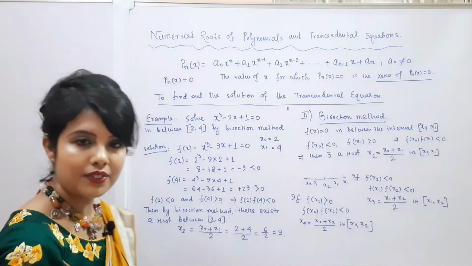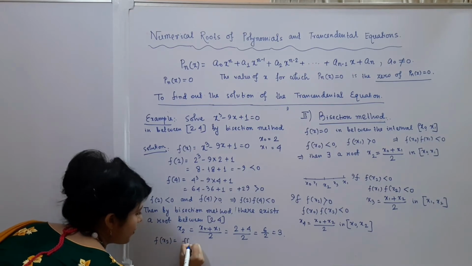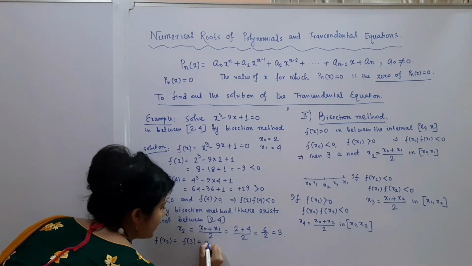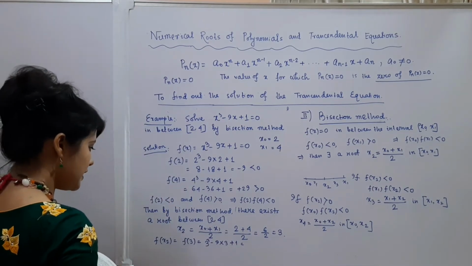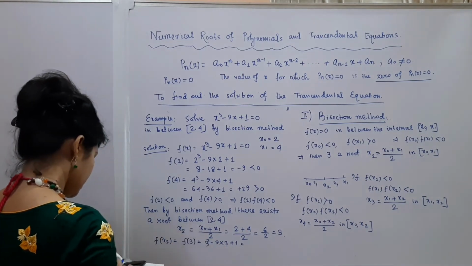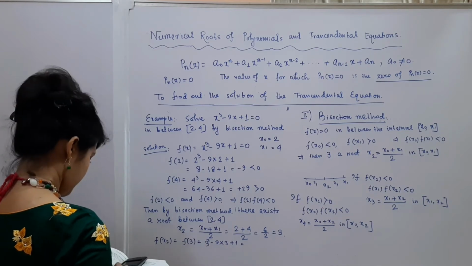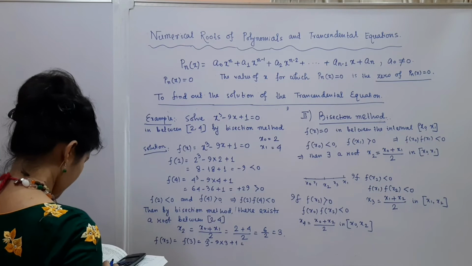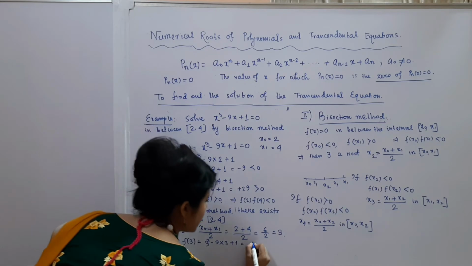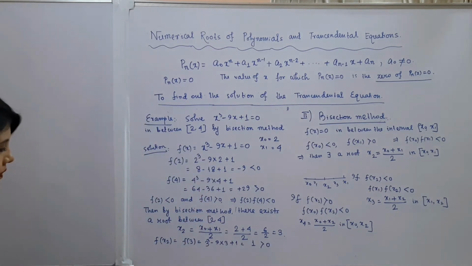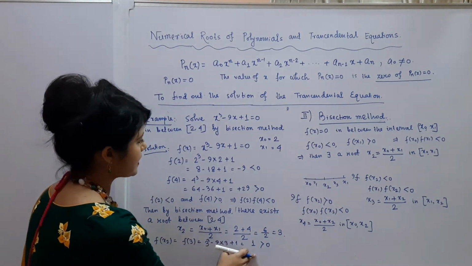So now you have to calculate f of x2. So now f of x2 is equal to f of 3. So this shows that 3 cube minus 9 into 3 plus 1. So this is 27 plus 1 is 28 minus 27, and obviously, so minus 27. So this shows that this is 1. So this is greater than 0. Now the nature of f of x2 is positive. So this is greater than 0.